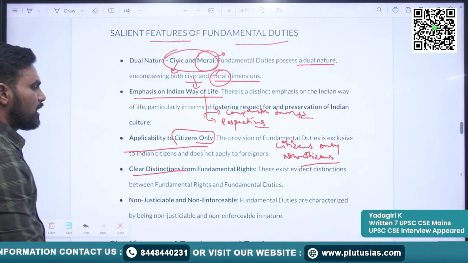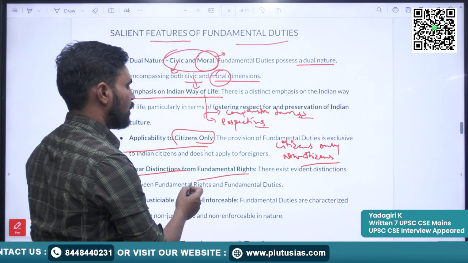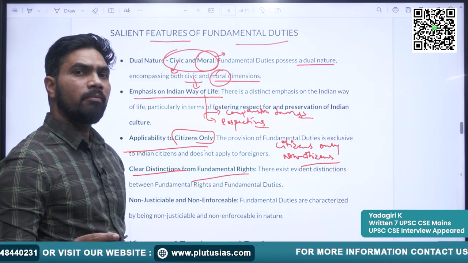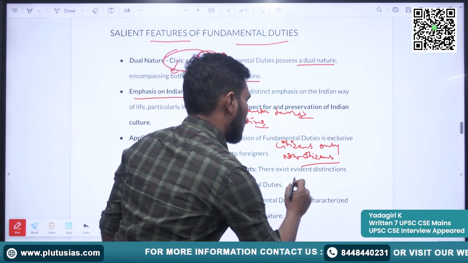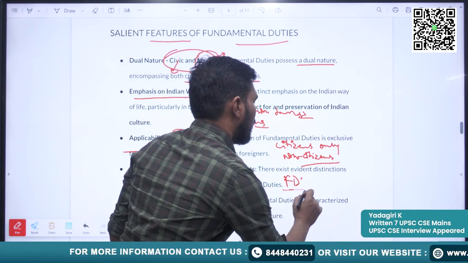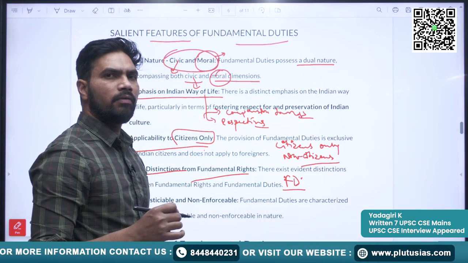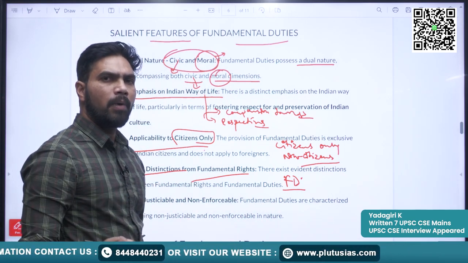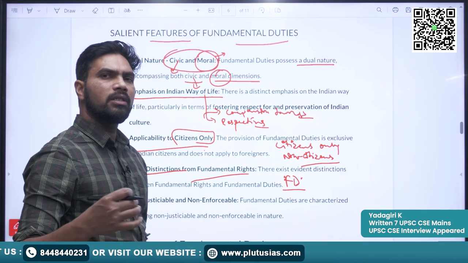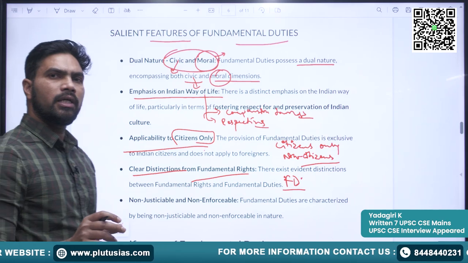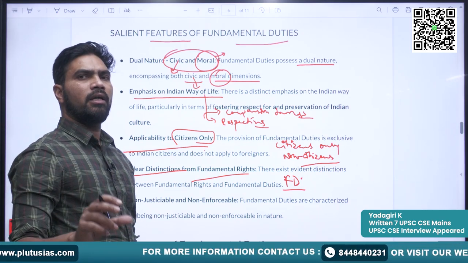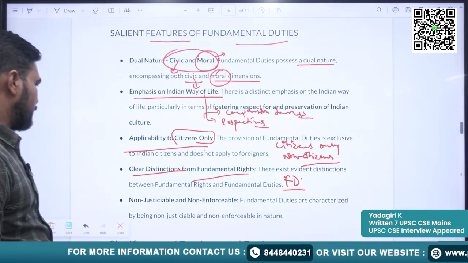Right. Another feature is clear distinction from fundamental rights. So they are clearly separated from fundamental rights. The fundamental duties are not placed in Part 3 of the Constitution. They are placed in Part 4, along with the directive principles of state policy. So in this way, there is a clear distinction between fundamental rights and fundamental duties.